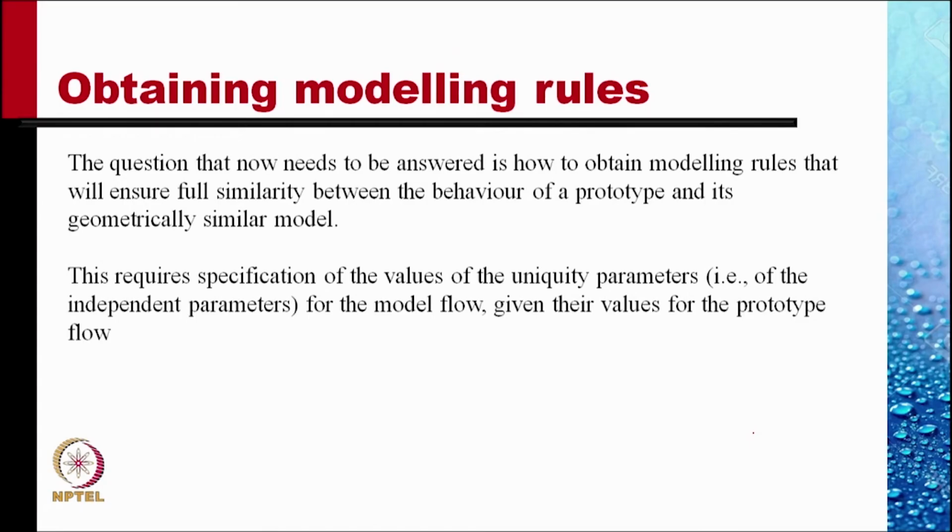The question that now needs to be answered is how the modeling rules are obtained. The modeling rules that will ensure full similarity between the behavior of the prototype and its geometrically similar model. This requires specification of the values of all the uniqueness parameters, that is, of all the independent parameters for the model flow given their values for the prototype flow.